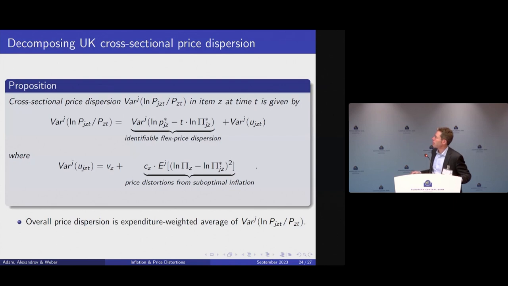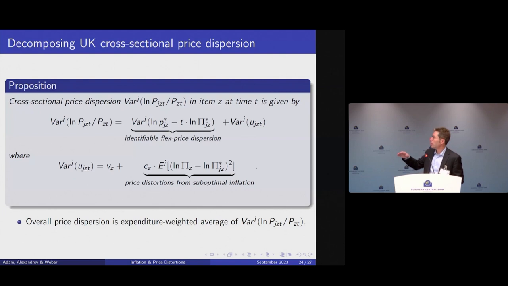And that residual component, again, has our difficulty here. That's the identification problem, containing flex and sticky price elements, plus a term that has all the effect of suboptimal inflation on price distortions. And you see, this is now a bit more complicated than what you get in the simple models. It depends on inflation in the item, but also on the entire distribution of optimal inflation rates across products at the given point in time.